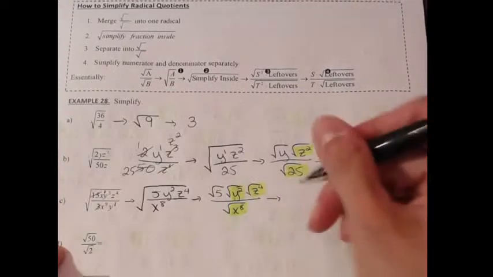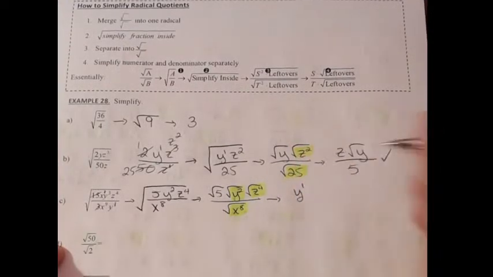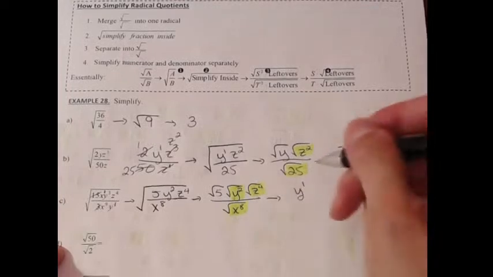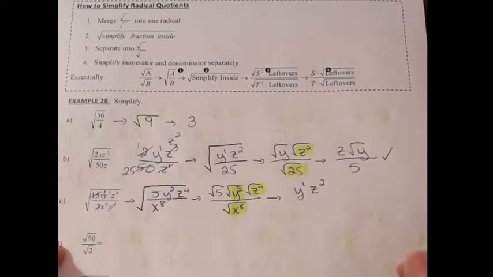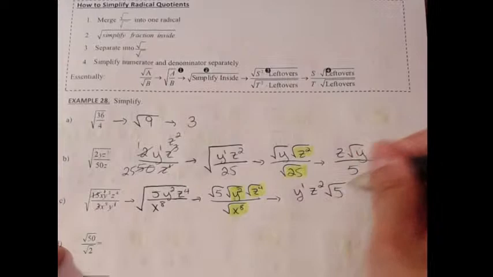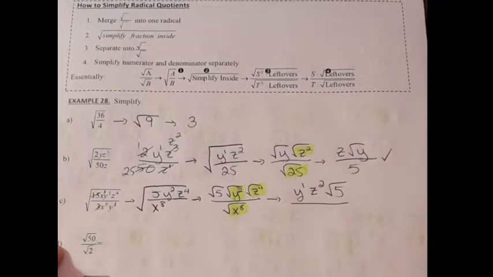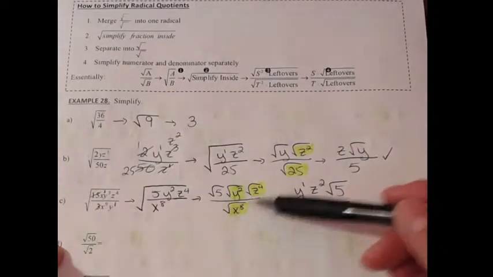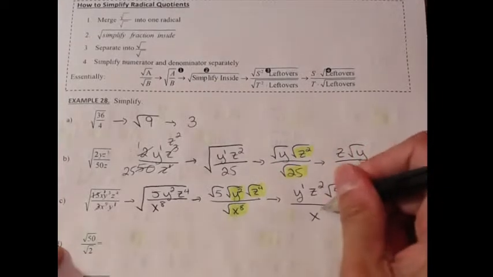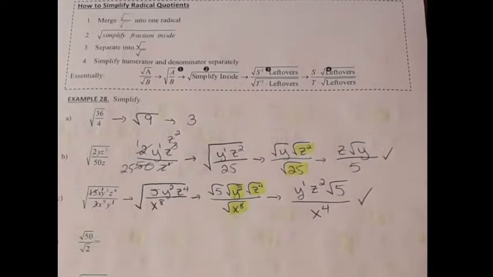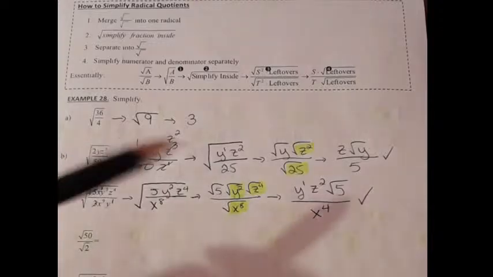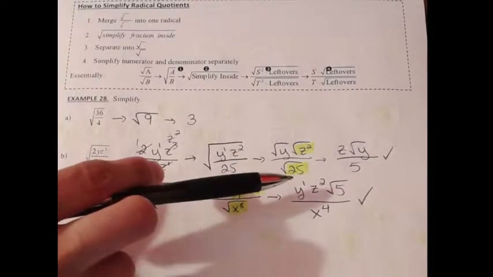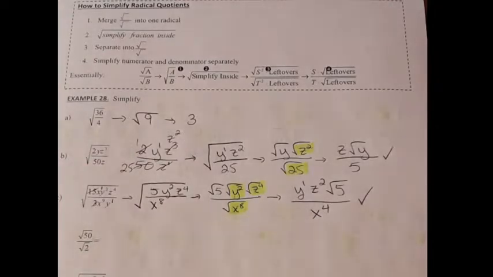Let's start with the perfect squares. Square root of y squared is y to the first. Square root of z to the fourth is z to the second power. But then I still have a square root of 5 in the numerator, and that's okay. It's not a big deal. Square root of x to the 8th, cut that power in half, x to the fourth, and you're done. Typically, I like to leave my variables in alphabetical order, so I would typically put y before z or x before y, that kind of thing.